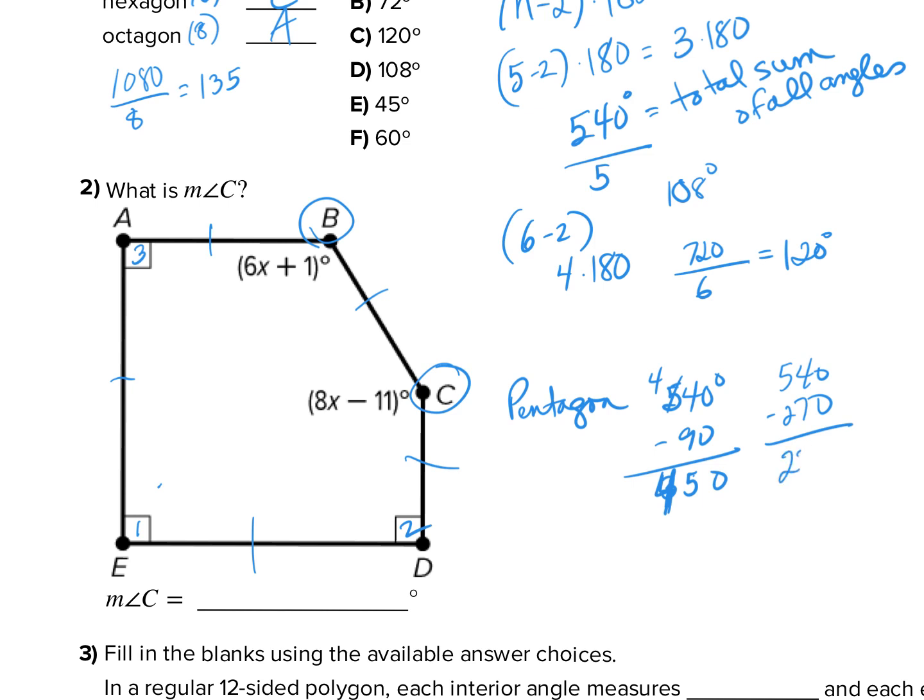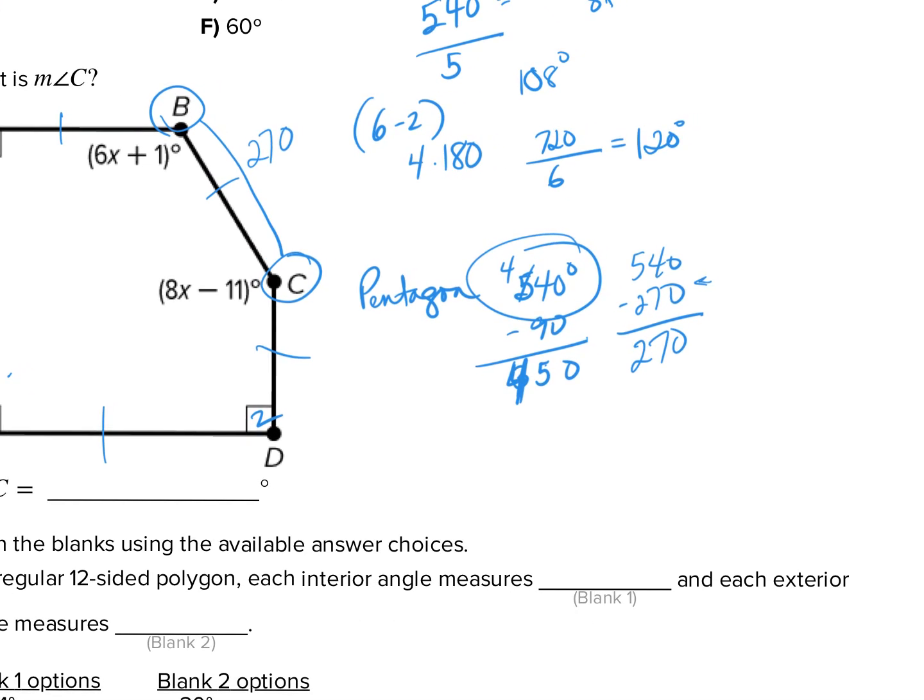Oh, and I actually get 270. Go figure. Okay. So by taking the total number of degrees of my pentagon, which we figured out in question 1 to be 540, when I subtract the 270 degrees, that lets me know that B and C have a sum of 270 degrees left between them.